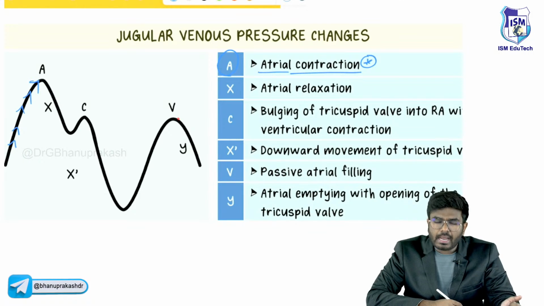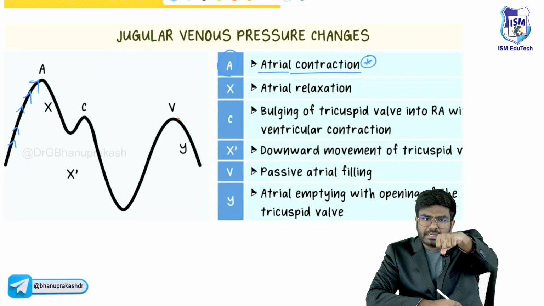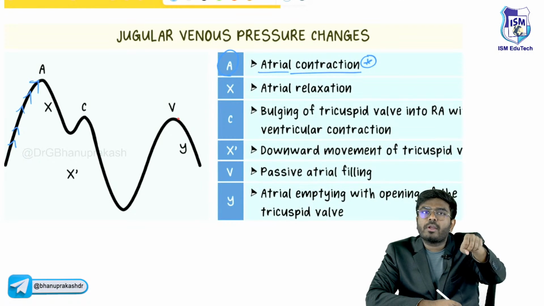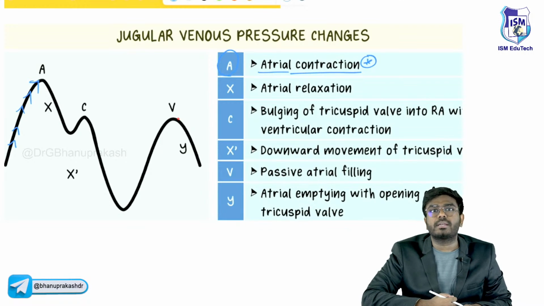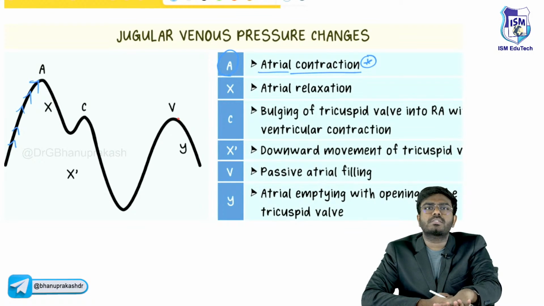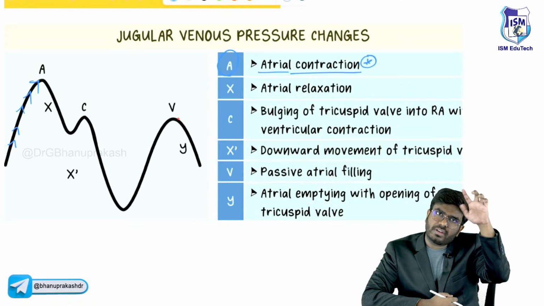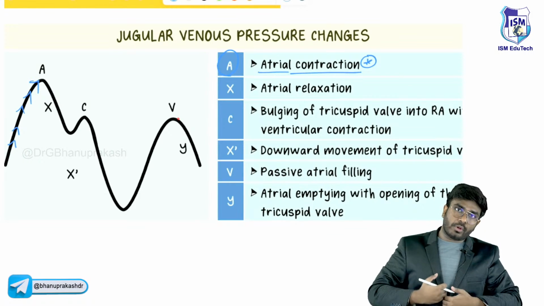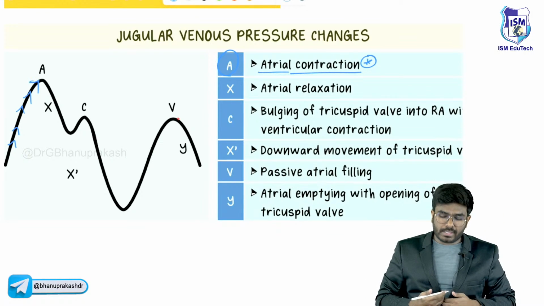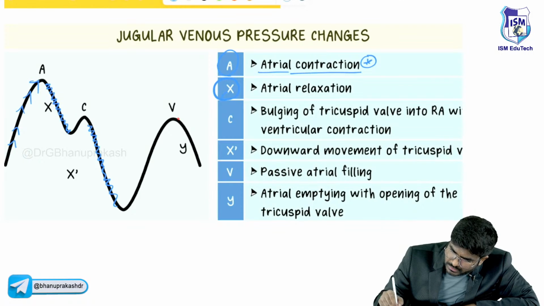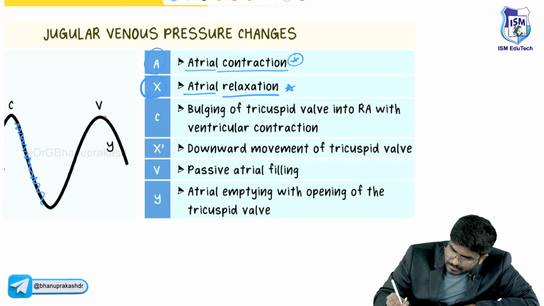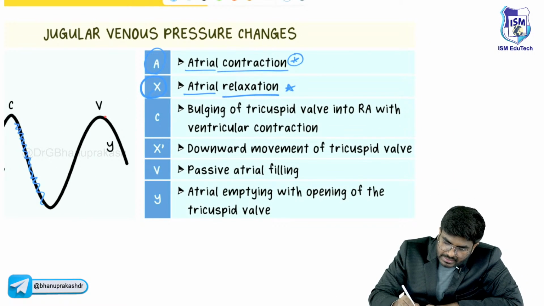Okay, simple. Now, after atrial contraction, what will happen? Atrial relaxation. When the atria is relaxing, what happens to the pressure in the atria? It decreases. Atria is receiving the blood. So atrial pressure decreases, and the superior vena cava and internal jugular vein pressure also decreases. Why? Because now blood is easily flowing down into the atria. So the X wave represents atrial relaxation.